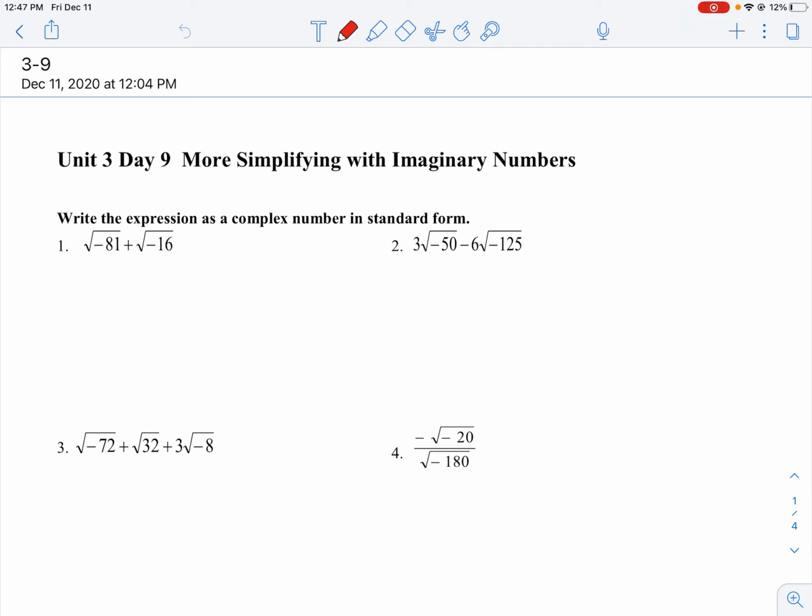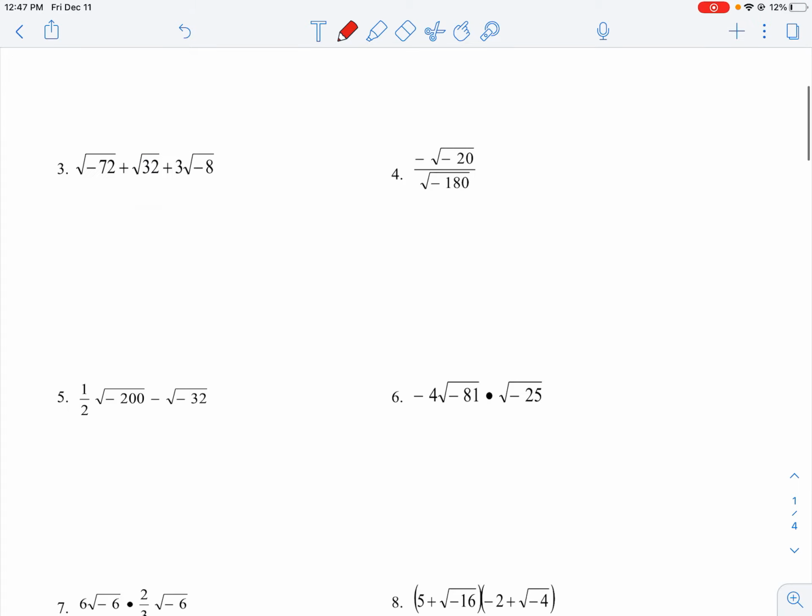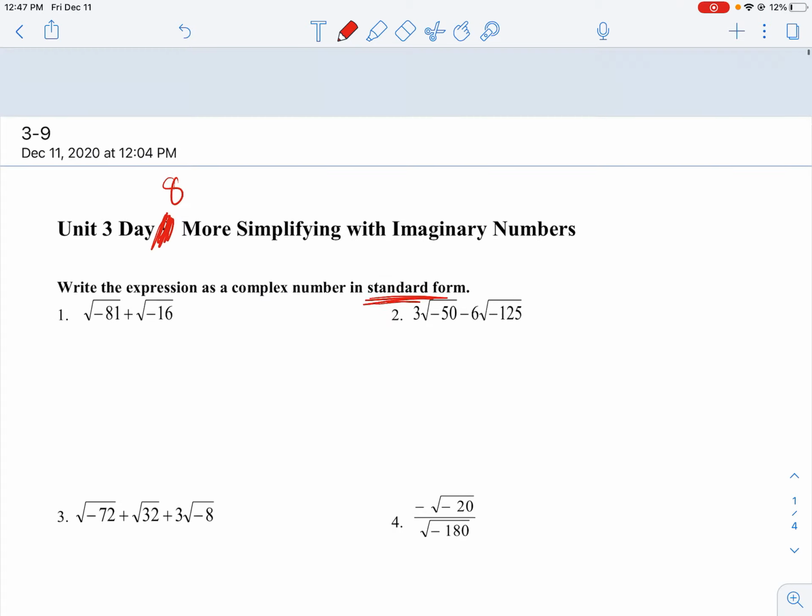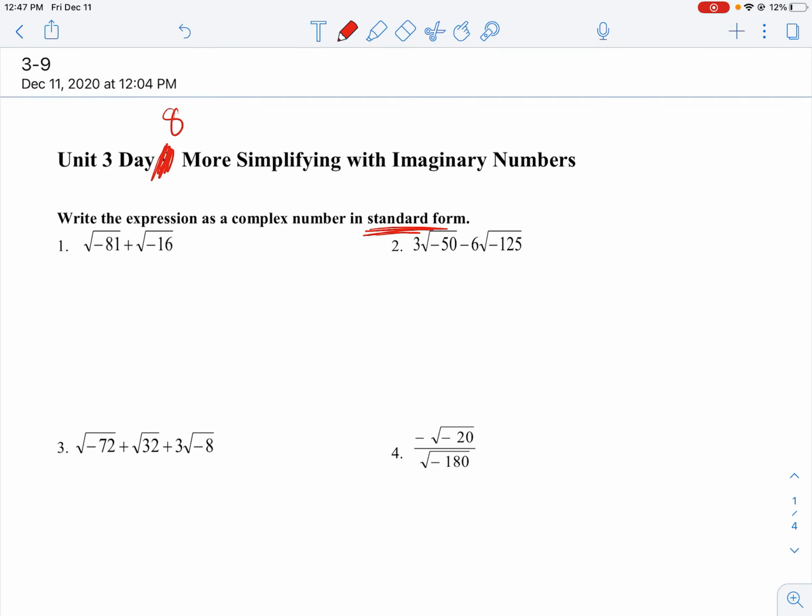All right, so in this particular unit, Unit 3, day, this is technically 8, we are going to be working with more of these complex numbers in standard form, and just basically simplifying them and leaving them in standard form. If you notice in all these problems, we have nothing but negative numbers underneath our radicals. So our job is to simplify these expressions based off of our knowledge of imaginary numbers and simplifying radicals.